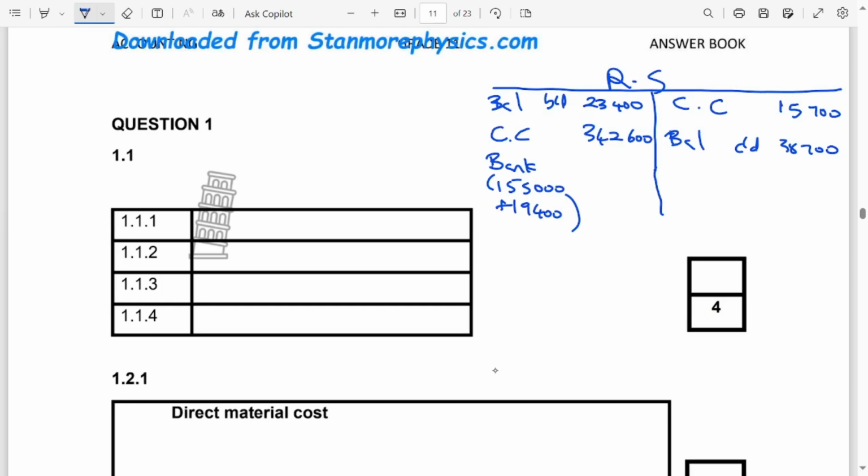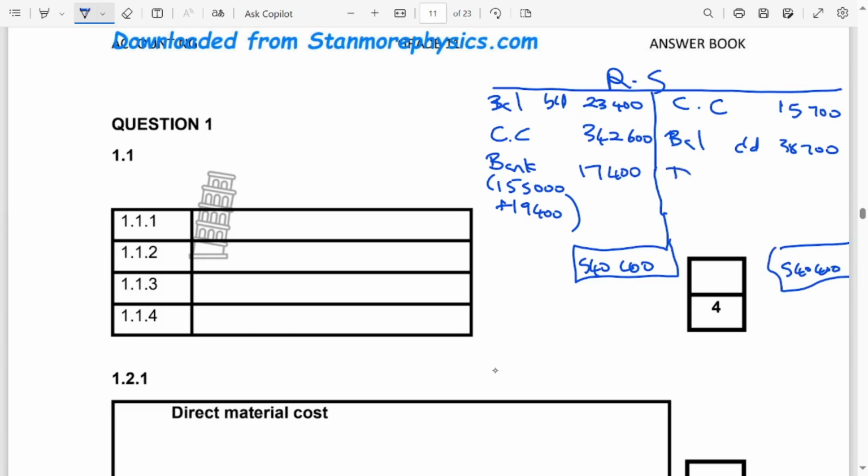155,000 plus 19,400. That's 174,400. So when we add all this up on the debit side, it's going to be 540,400.